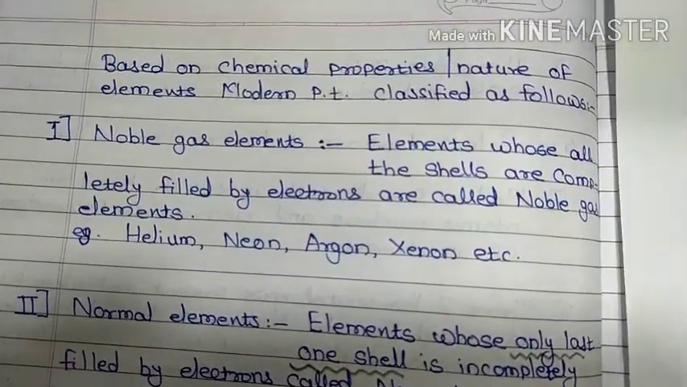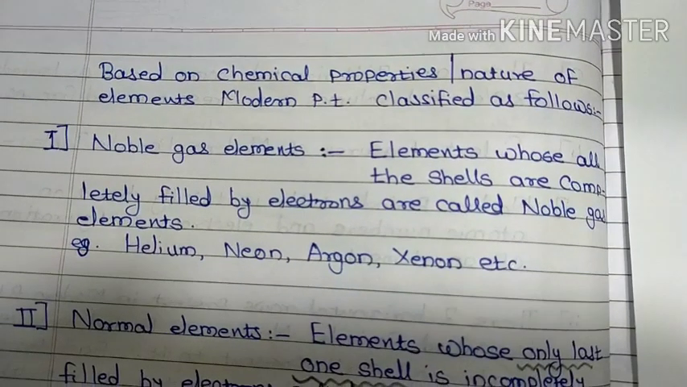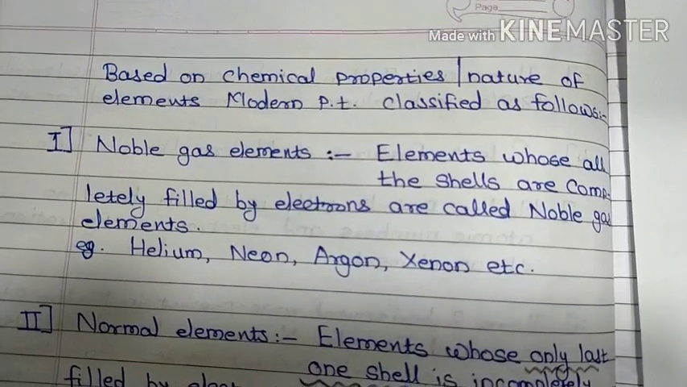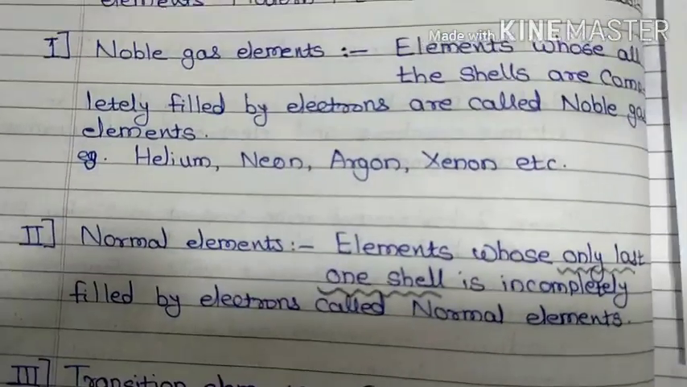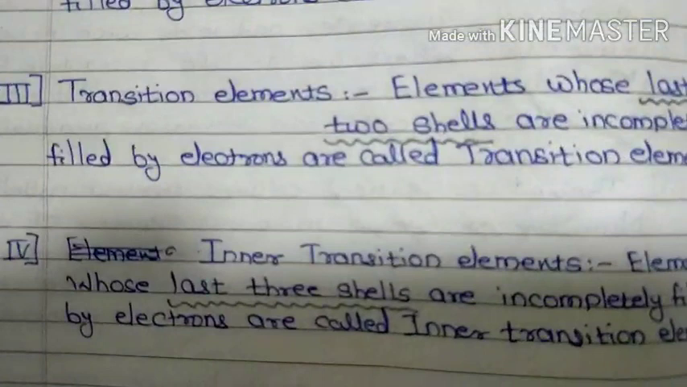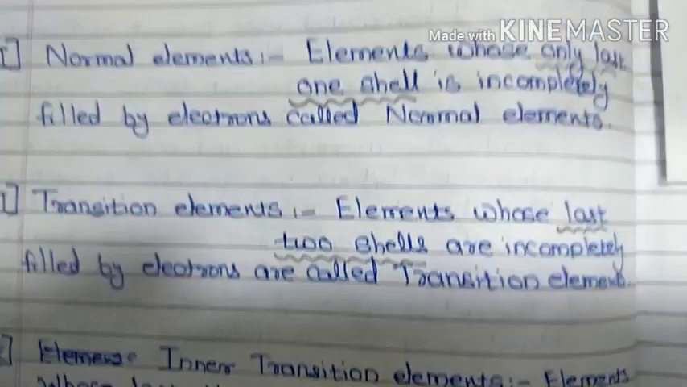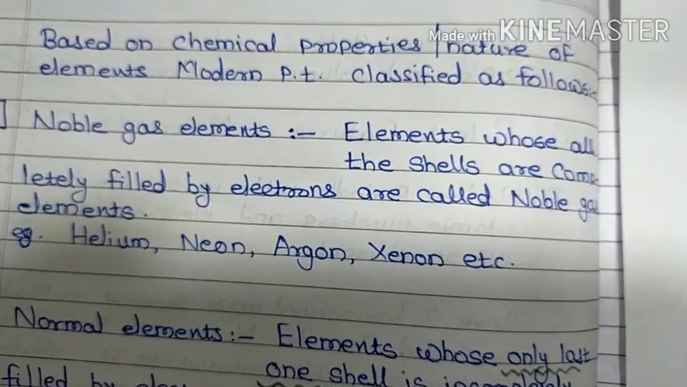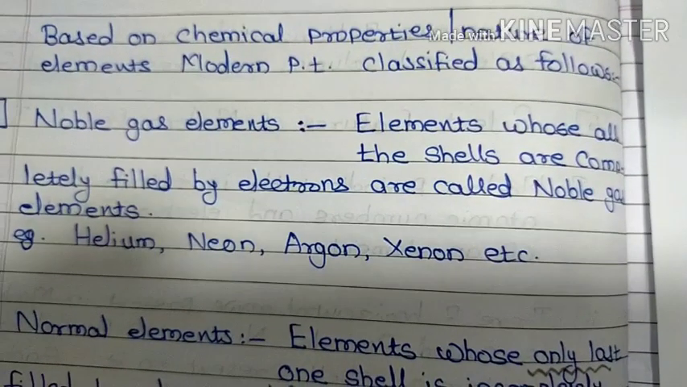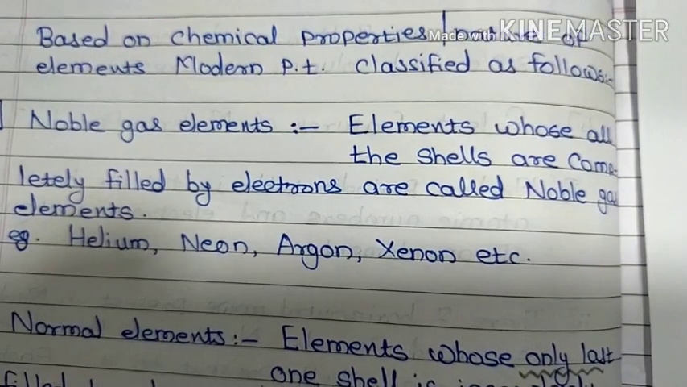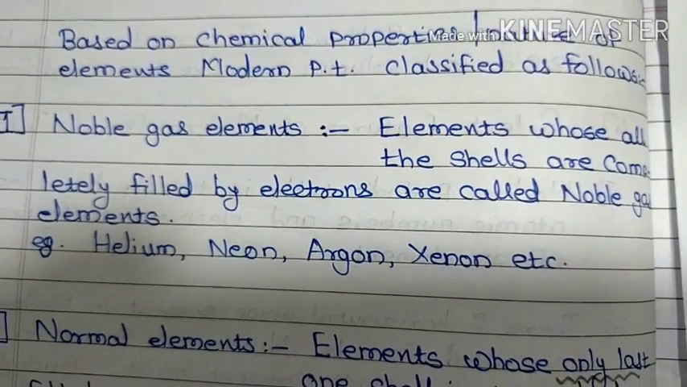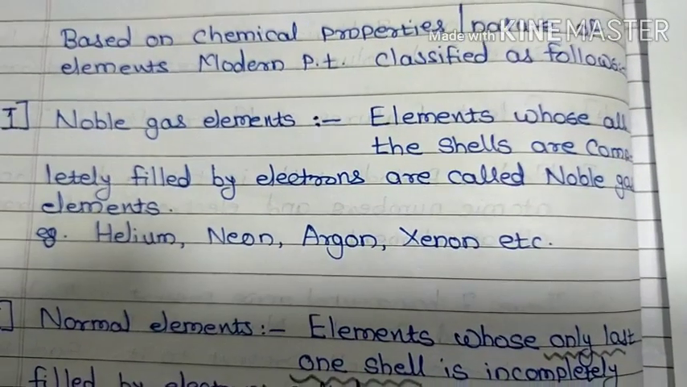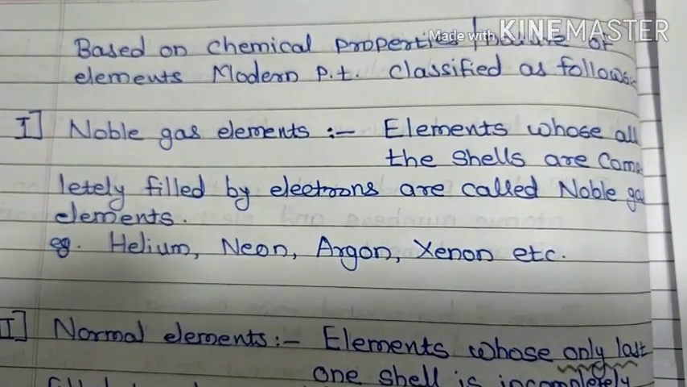Now we are going to see, based on chemical properties or chemical nature of elements, the modern periodic table is classified as noble gas elements, normal elements, transition elements, and inner transition elements. So let's see what they are. Elements whose all the shells are completely filled by electrons are called noble gas elements. Examples are helium, neon, argon, krypton, xenon, etc.